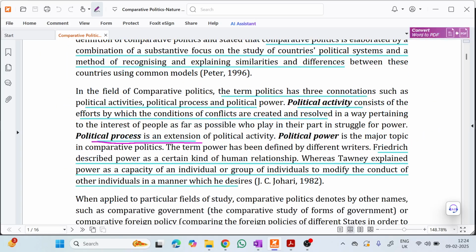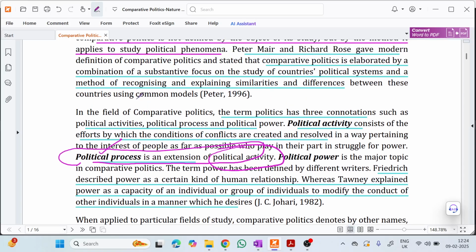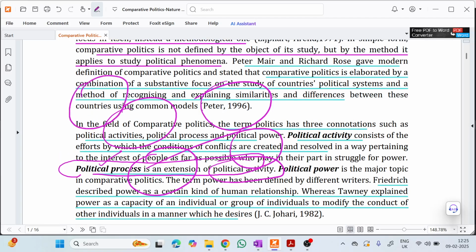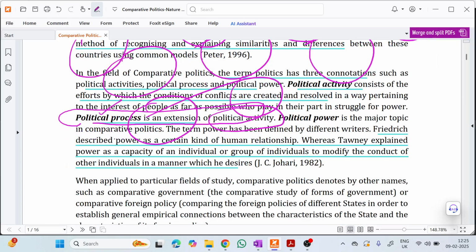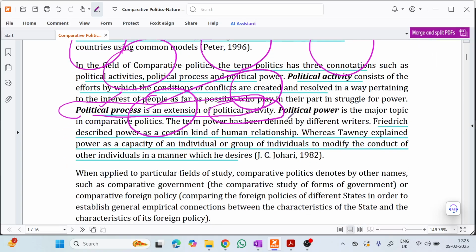Then political process is the extension of political activity. So process does not need further explanation because it is the process by which political activities are performed. So in a way, distribution of resources, the expenditure of budget procedures, the granting of privileges, the passing of law, all of them are political process. In the same way, peaceful demonstration, peaceful protest, sit-ins, they are also political process. So you can say political process is the extension of political activity.